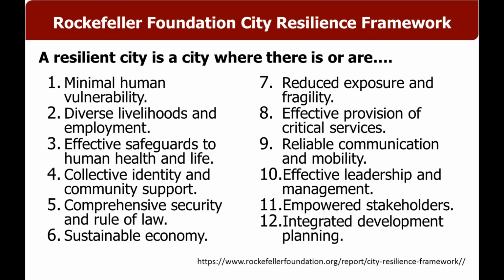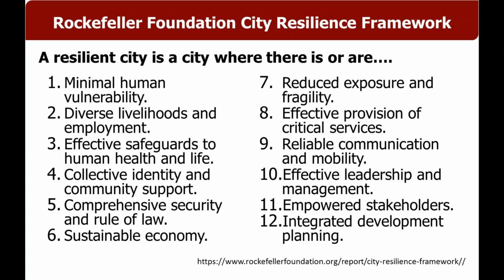The community needs to have reduced exposure and fragility. So they cannot be fragile. You need to be looking at what are your exposures. And depending on where your community is located, what kind of environment it has, what its susceptibility and vulnerability to natural disasters, it's going to be different from community to community. You need to have effective provision of critical services. So we've talked earlier about having emergency services, for example. We talked about in number 5, security types of services. So the community itself needs to not only have those critical services, but be able to provide them when needed.